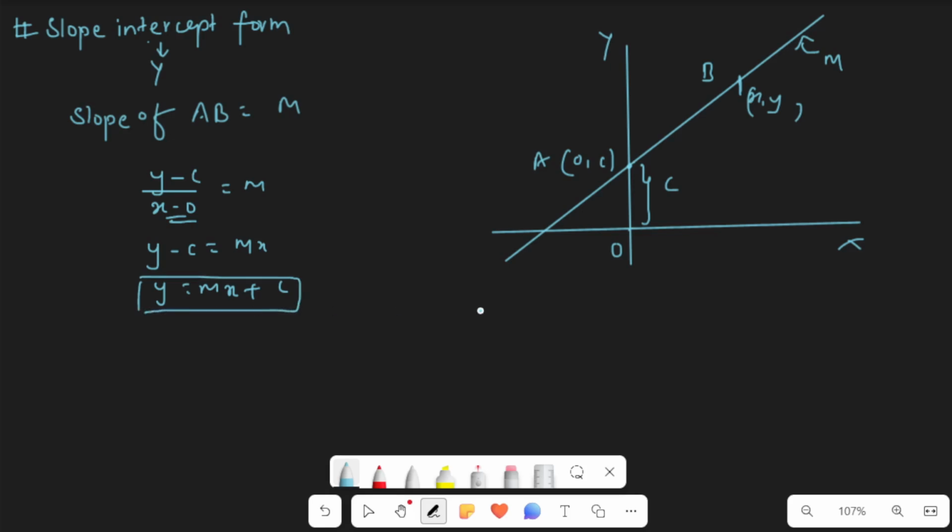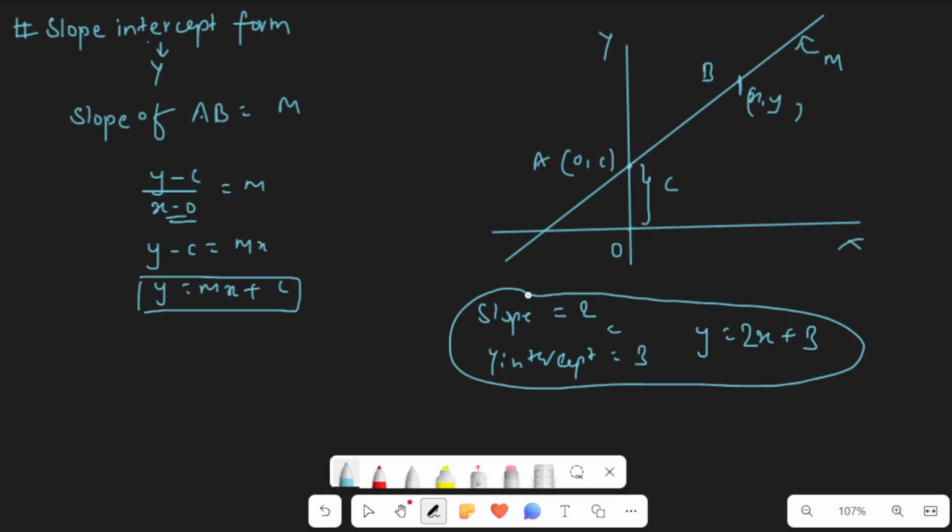So let's say we have been given that the slope is 2 and the y-intercept is 3. Then the equation of the line would be y equals mx plus c, meaning slope is 2, so y equals 2x plus 3. So in this way you can find the equation of a line.